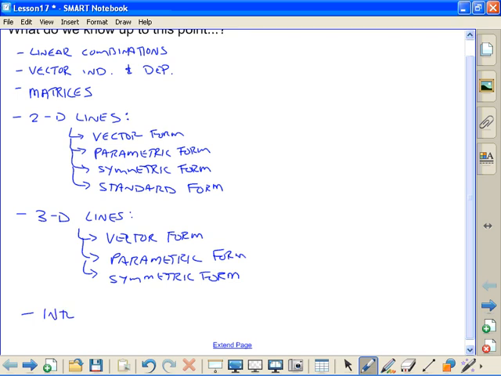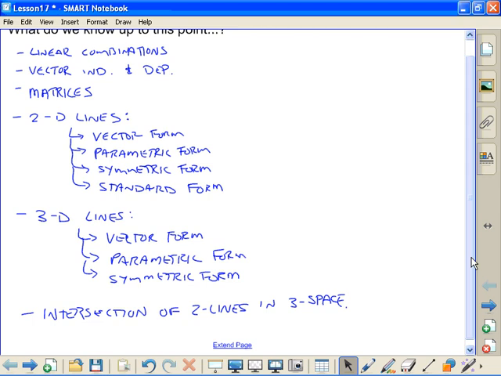And then you should be able to find the intersection of two lines in 3 space, because I'm not going to give you a 2 space question on a test. It's just, can you do grade 10 math? I'm not going to waste your time with that. So there's a quick rundown of what we know to this point in time.